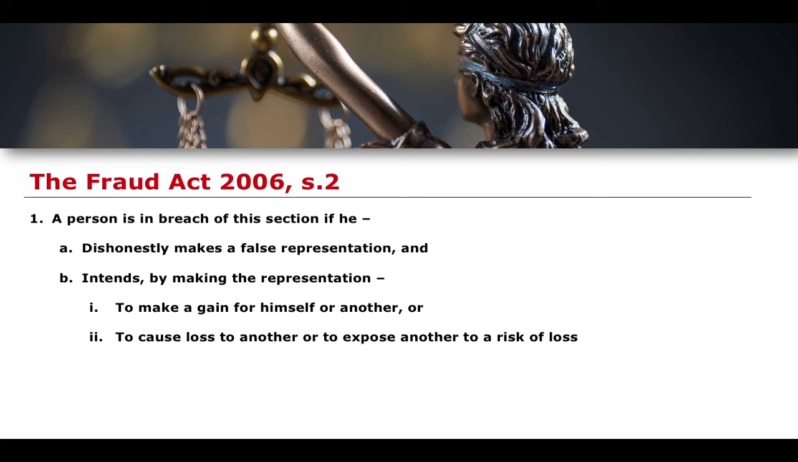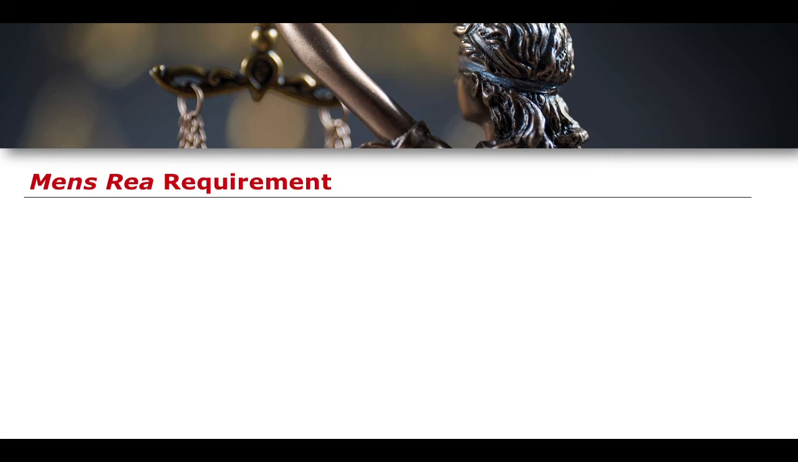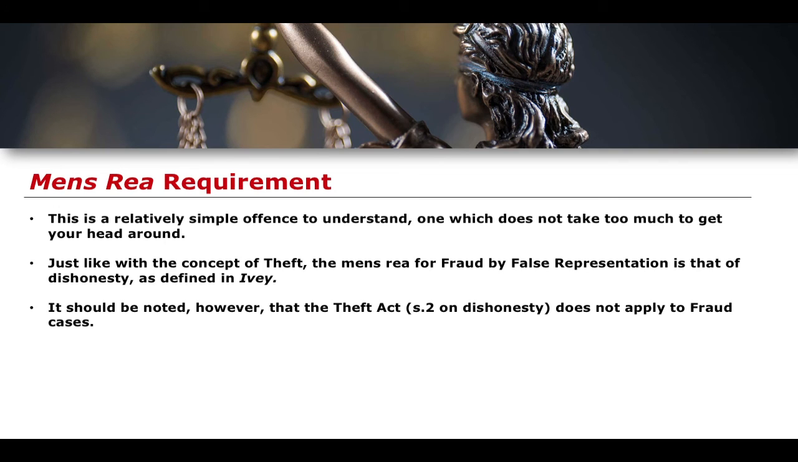So fundamentally, the mens rea requirements for false representation as part of Section 2 of the Fraud Act include, first, this idea of dishonesty as defined by the case of Ivey and then subsequently by the case of Barton. And then secondly, this intentionality requirement, that you make a false representation with the intent to gain for yourself or for another, or to cause loss to another, or to expose another to a risk of a particular amount of loss. So that's what we mean when we talk about the mens rea requirement.